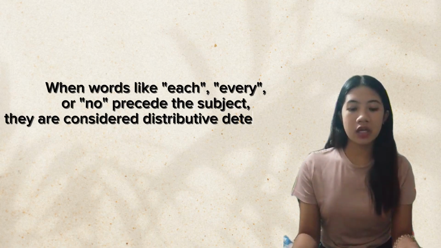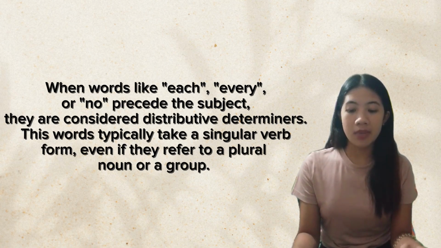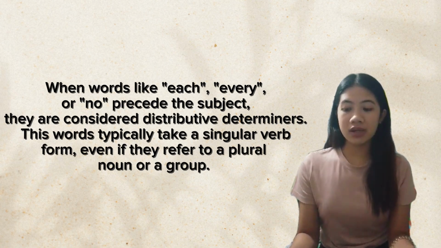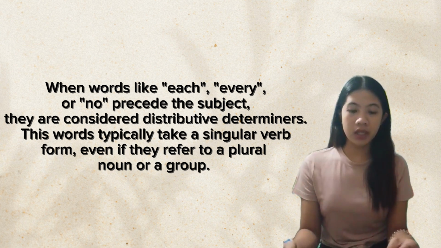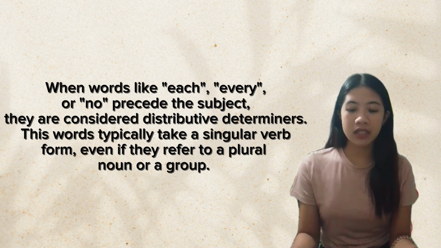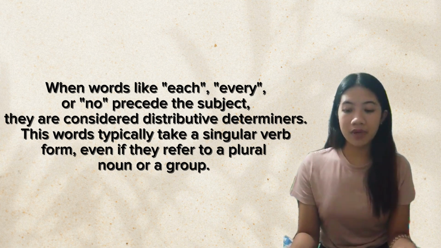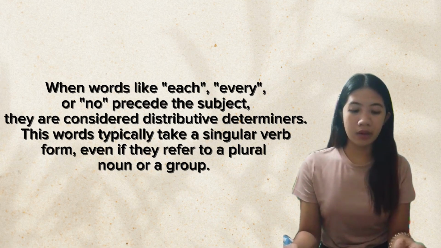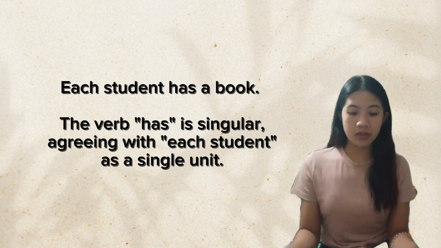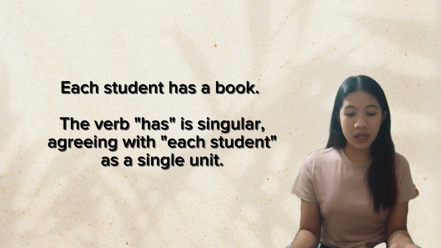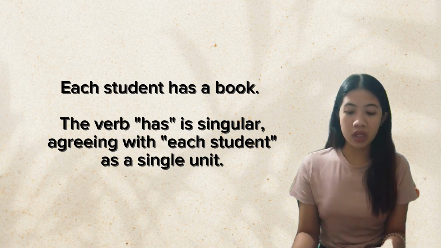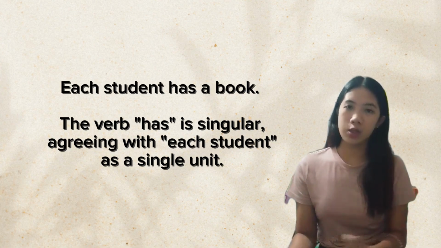When words like each, every, or no precede the subject, they are considered distributive determiners. These words typically take a singular verb form even if they refer to a plural noun or a group. For example, each student has a group. The verb "has" is singular, agreeing with each student as a single unit.